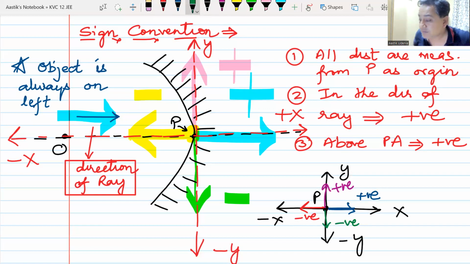So now it starts to look exactly like the sign convention that we use in motion in one dimension. Remember, here the object is on the left hand side. If the object was on the right hand side, the entire thing would have reversed, but that does not generally come. Do we understand this? Can I have raised hands that we understand this?